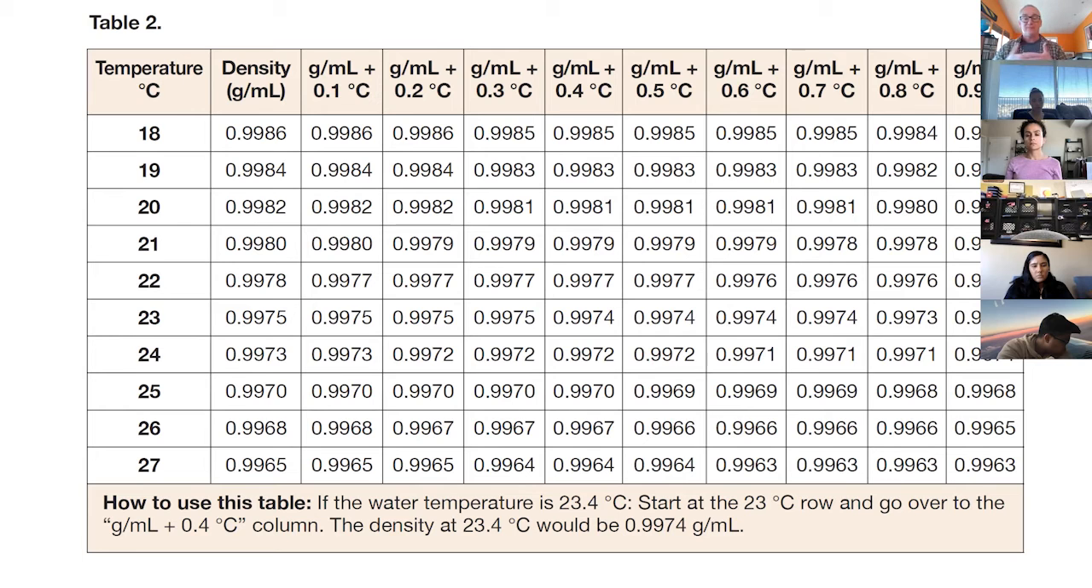So we need to measure the temperature of the water. Right now, I've got my thermometer directly in the water I'm going to use. Hopefully the temperature is between 18 and 25. If not, we'll have to look up the density of water at that temperature. If your temperature is below 18 or above 27, just look up what the density of water is. You can find that online.